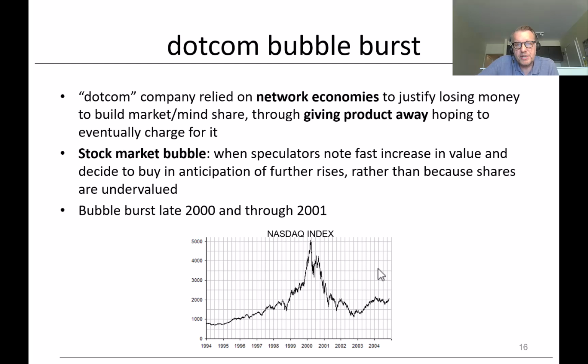They never reach that critical mass. They never reach that point when they could start charging money for their products or services. They went bankrupt, and that's when the Nasdaq crashed somewhere late in the year 2000. So the bubble burst in late 2000 and further through 2001, and because of that, the Nasdaq significantly dropped. That's what we call the stock market bubble, because many online companies went bankrupt without ever realizing network economies.